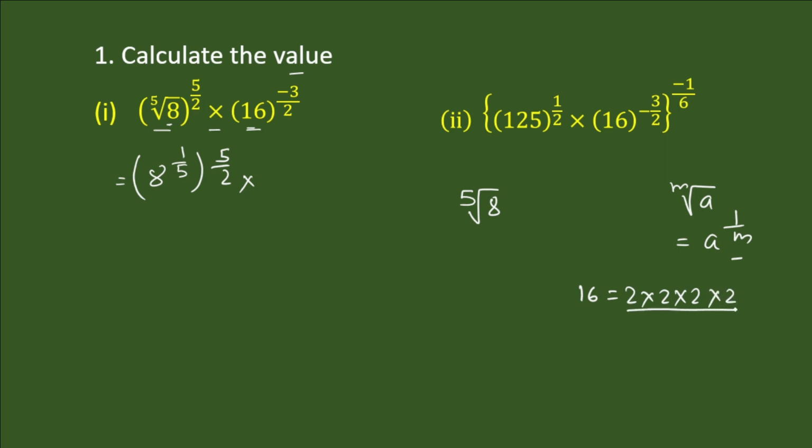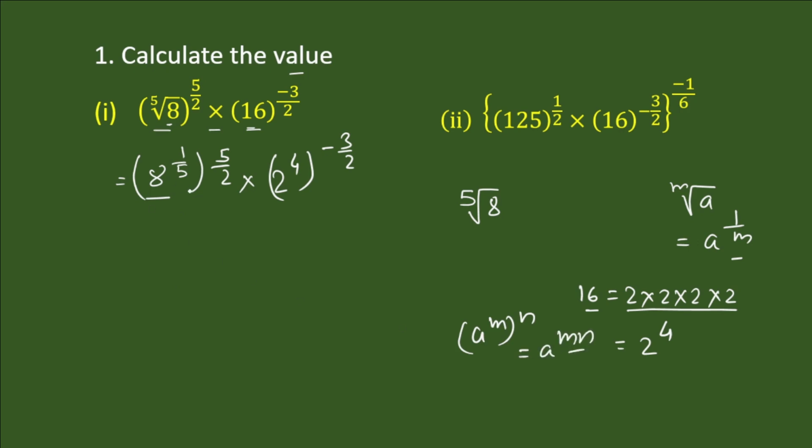It is 4 times 2 is 16. So we can write 2 powered by 4. Now in place of 16 we will write 2 powered by 4, and the whole term is powered by negative 3 by 2. Now this value is in the form of a powered by m and the whole is powered by n. So here we multiply the powers, we write a powered by mn, right?